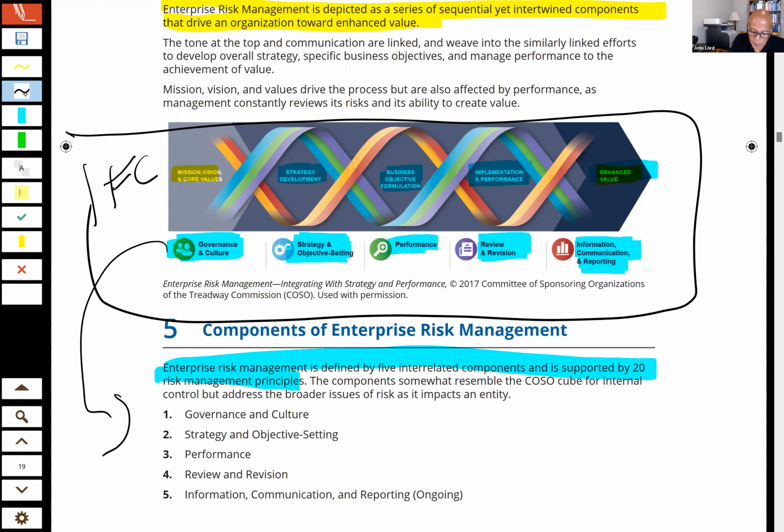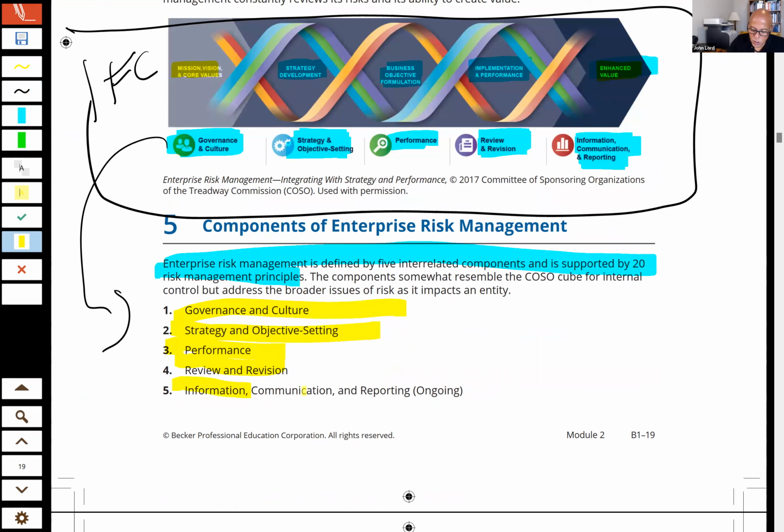So let's just go ahead, and you don't really have to flashcard them again because you have them sort of down here, but just to review: governance and culture, strategy, performance, review and revision, information communication is ongoing. And then that information should do what? Should feed into the governance and culture, the board of directors involvement, et cetera. And then it'll feed into those next steps.